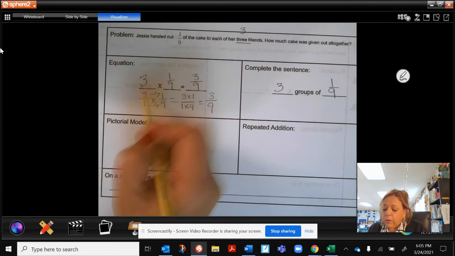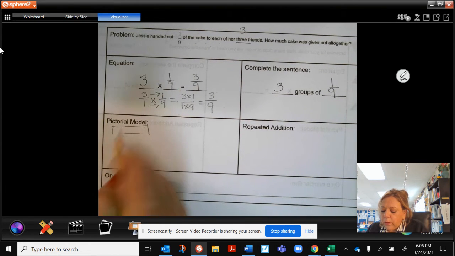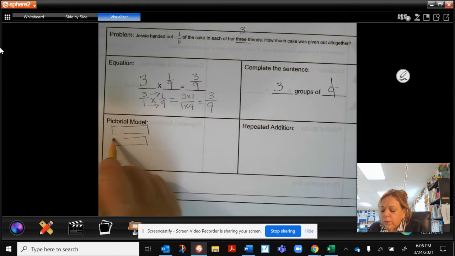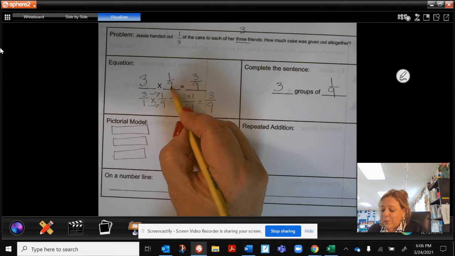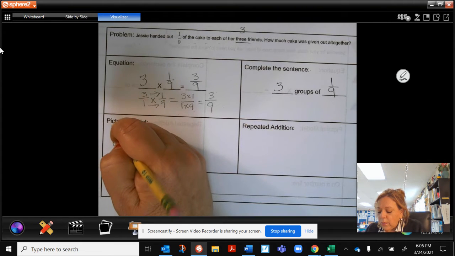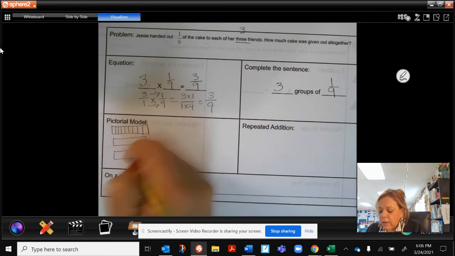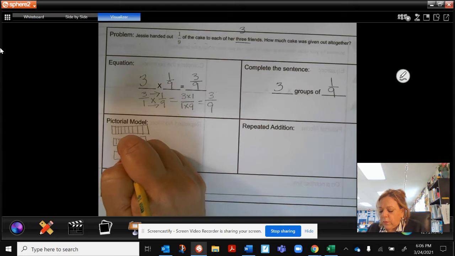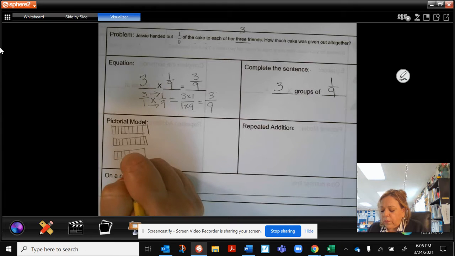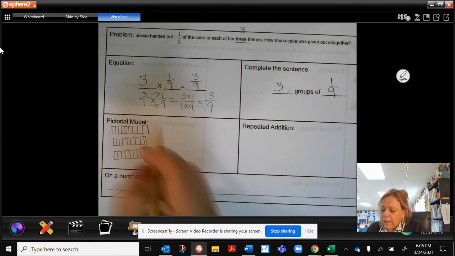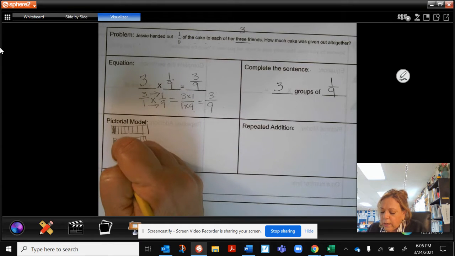I need to have 3 groups. 1 group, 2 groups, 3 groups, and I probably didn't draw it big enough because I need to represent 9, so they're going to be thin. 1, 2, 3, 4, 5, 6, 7, 8. So I need to represent 1/9 of that. So I'm going to shade in 1/9.